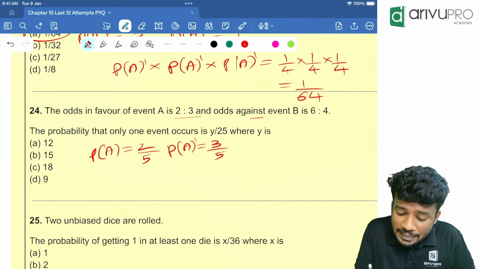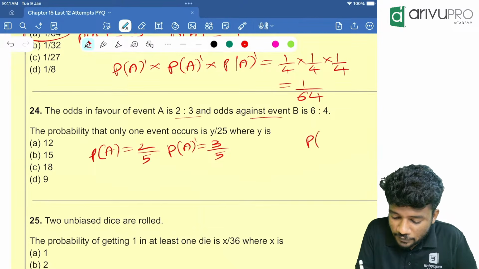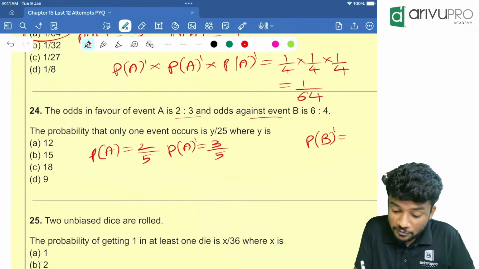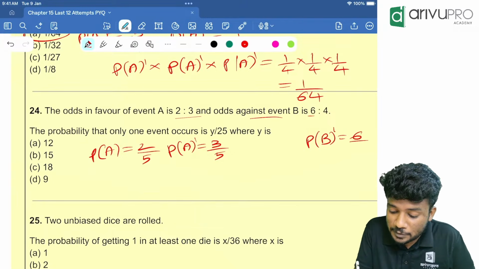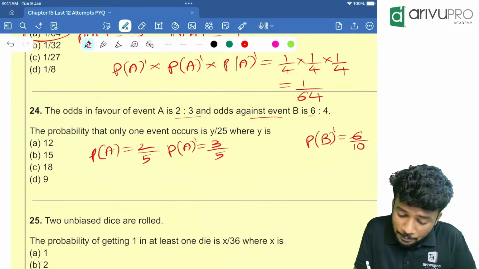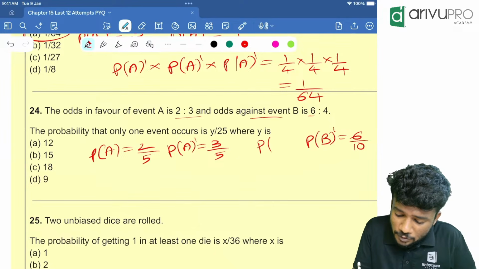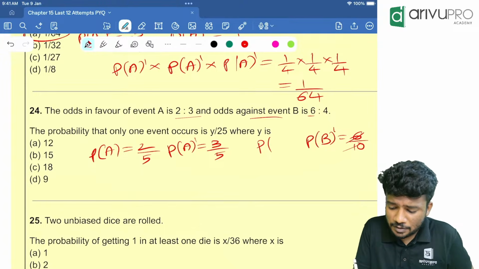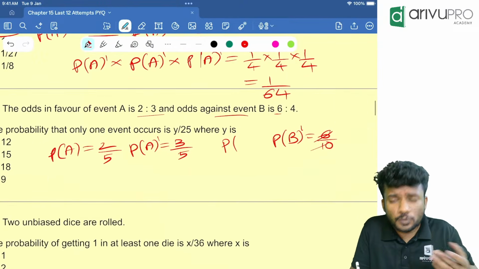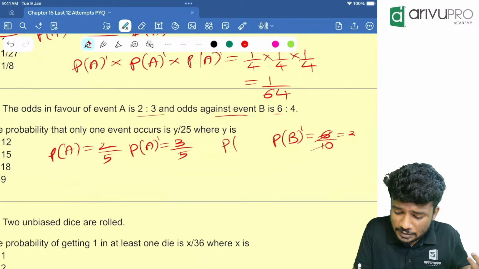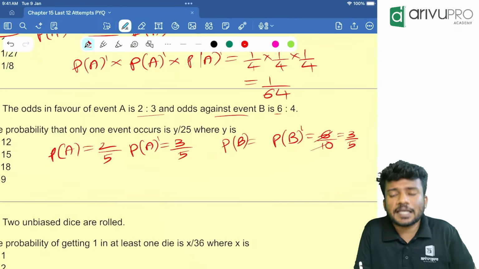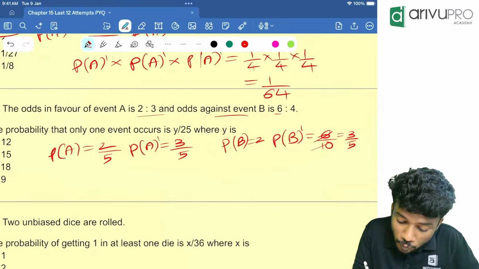Then odds against B, that means P of B complement. Since it is against, we are writing complement first. That is nothing but 6 divided by 6 plus 4, that is 10. Then P of B will be how much? Or you can write it as cancel off and you can write it directly. That is also possible. Cancel off things. So what is common in 2 is common in both. That can be written as 3 by 5. That means P of B will be how much now? 1 minus 3 by 5, that is 2 by 5.